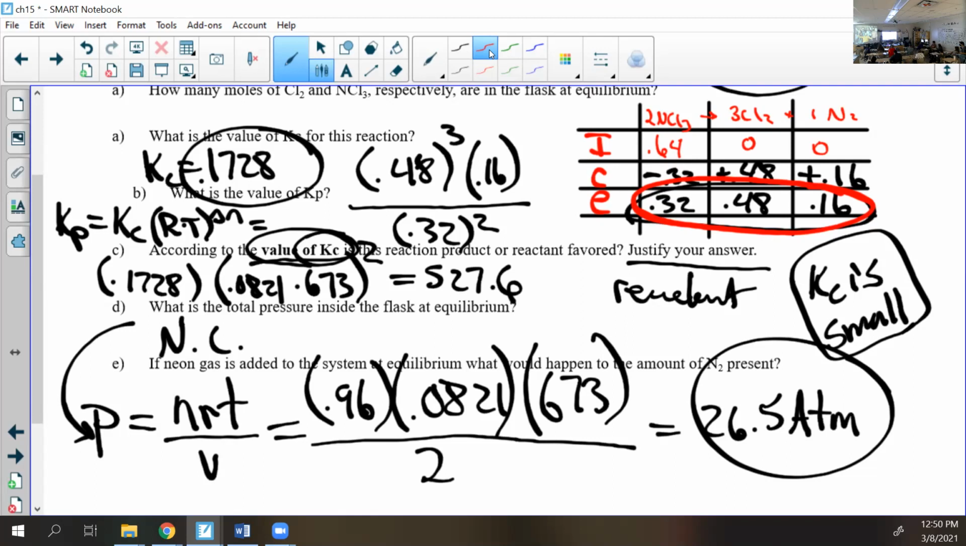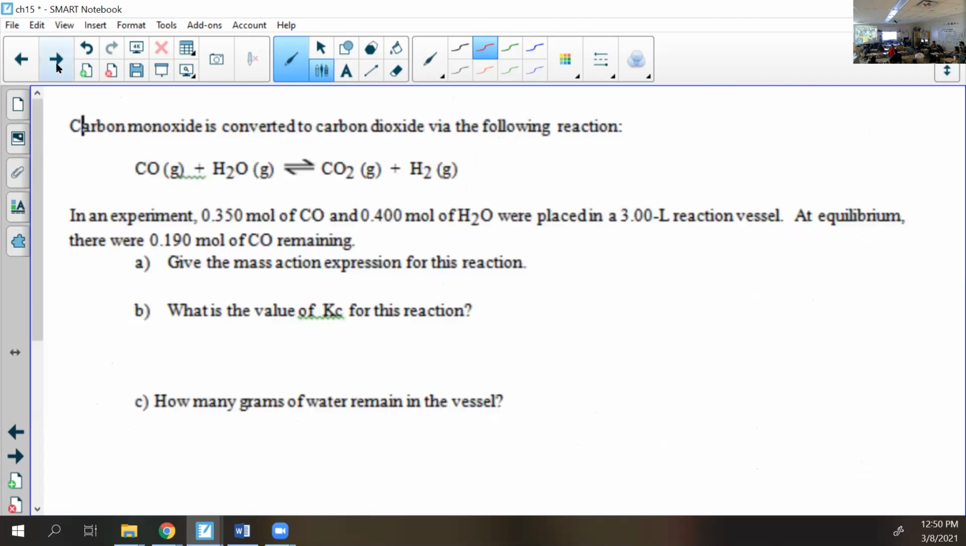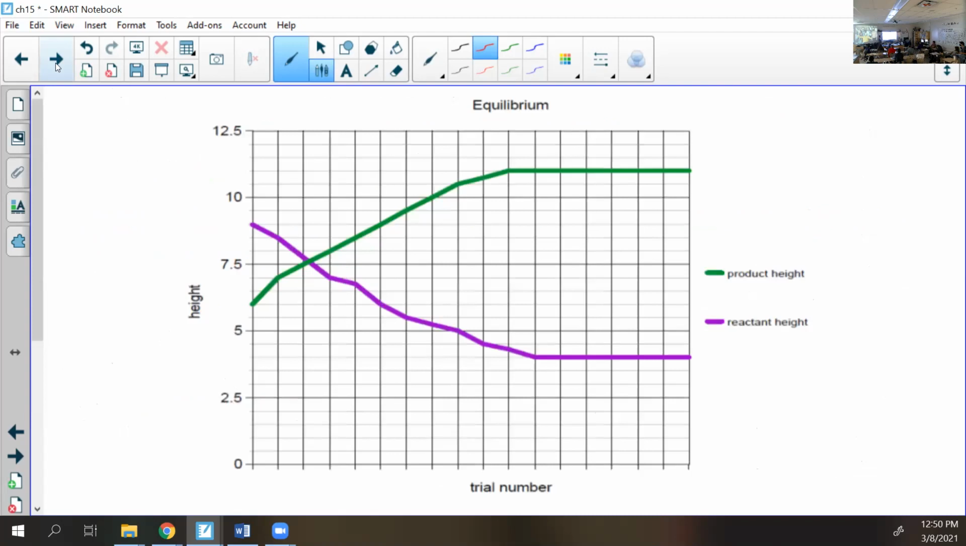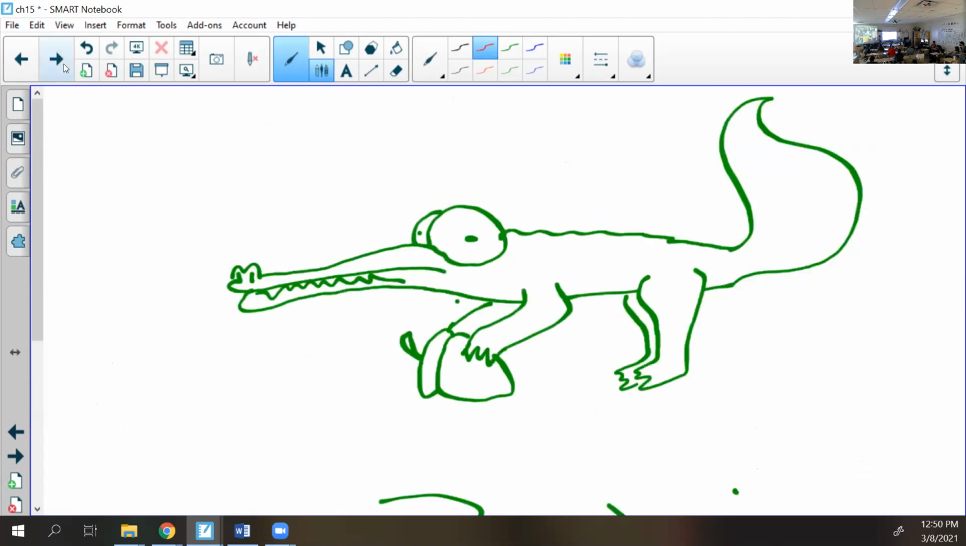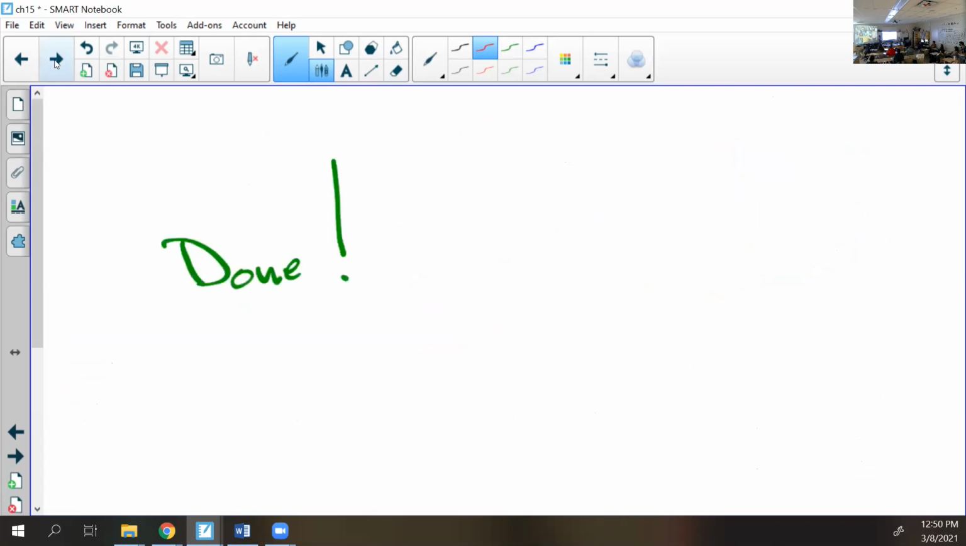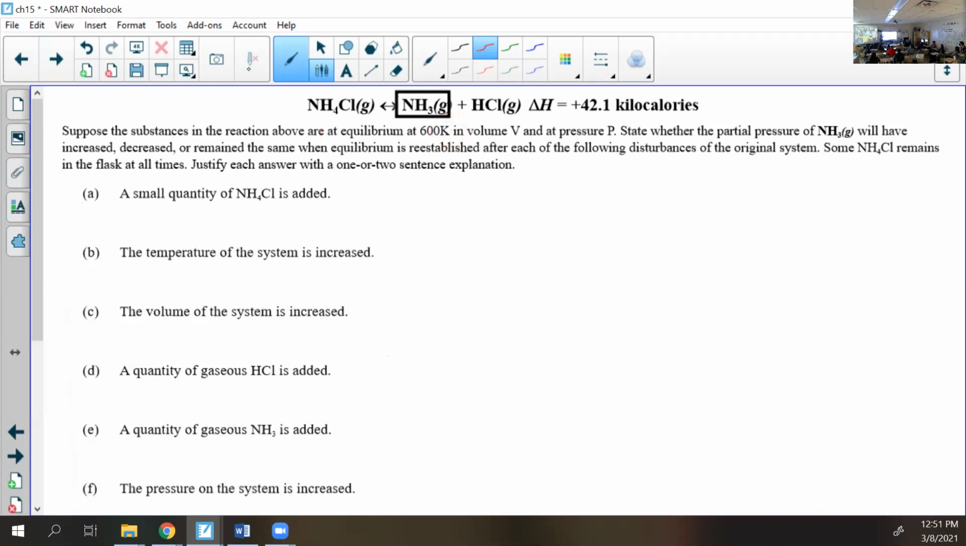Do you need this up still? Okay, this is the same stuff. What is mass action expression? That's Q or Kc. Yep. No, don't worry. I didn't draw it, so I don't know. You've seen my art skills. Okay, try A through F here. Oh, it's not the same as the one we started with. It is different. Give it a shot.